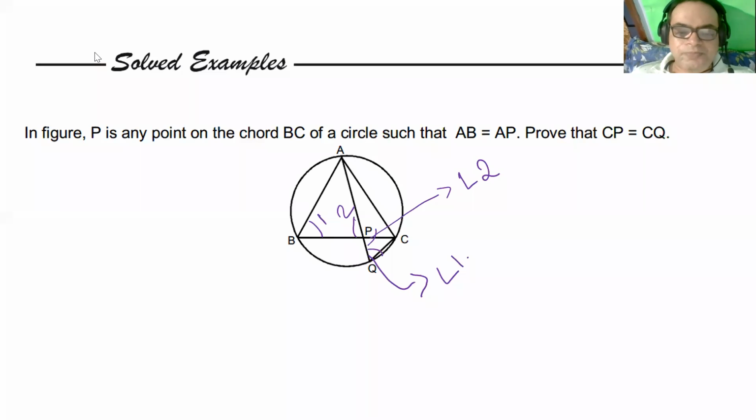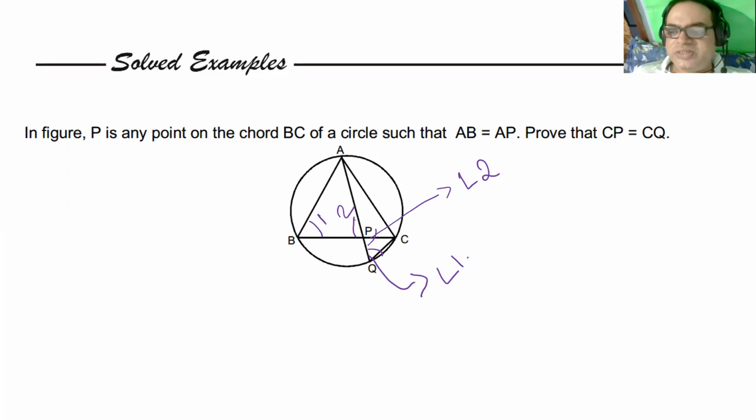One question is given: P is any point on the chord BC of a circle, such that AB is equal to AP. Now I have to prove that CP is equal to CQ.